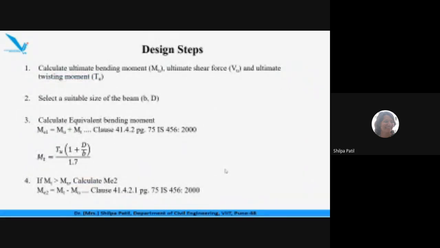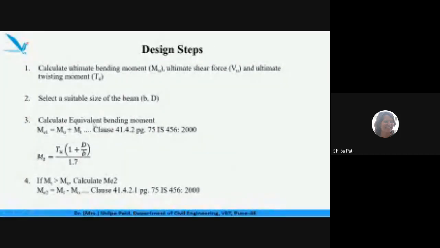The first step is we have to calculate the ultimate bending moment, shear force, and ultimate twisting moment. In case you have provided any porch or any cantilever slab in your plan or in your building, because of the load acting on that cantilever slab, whatever moment is developed at the beam, that you have to calculate as ultimate twisting moment. Okay, so that is TU.